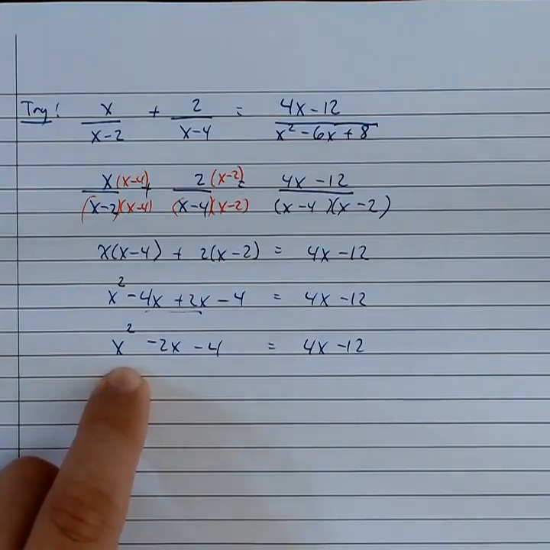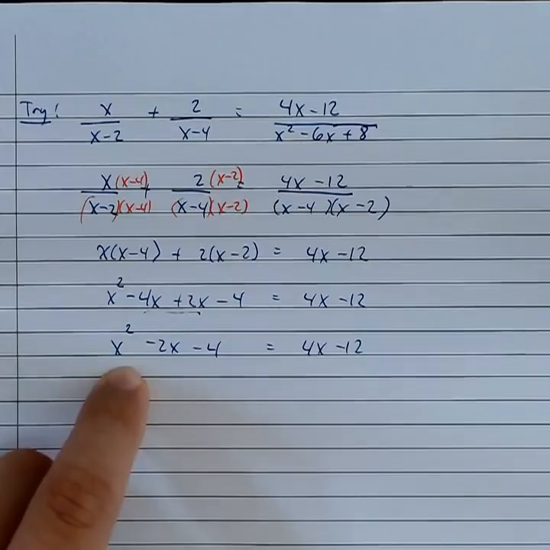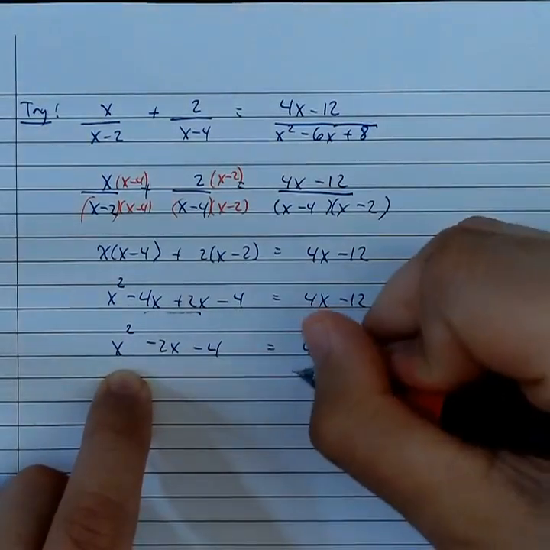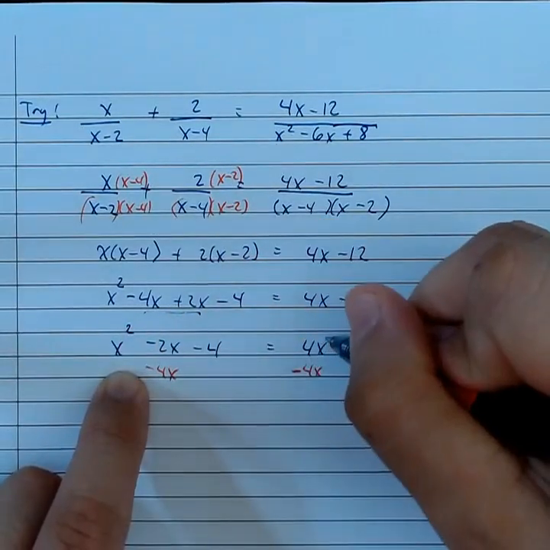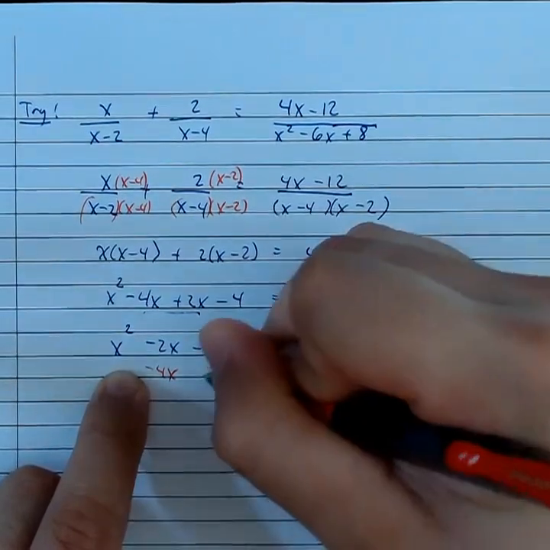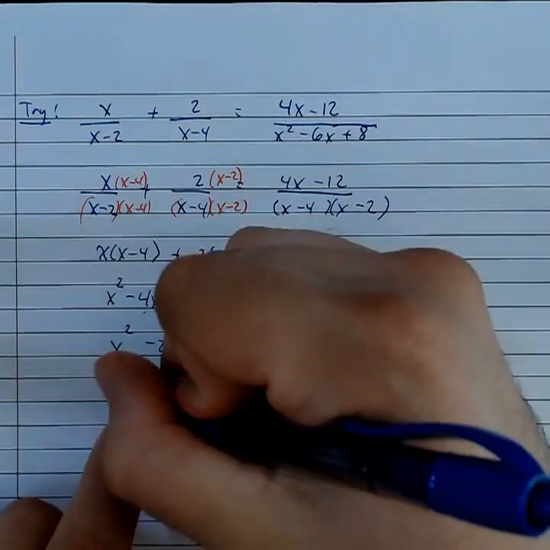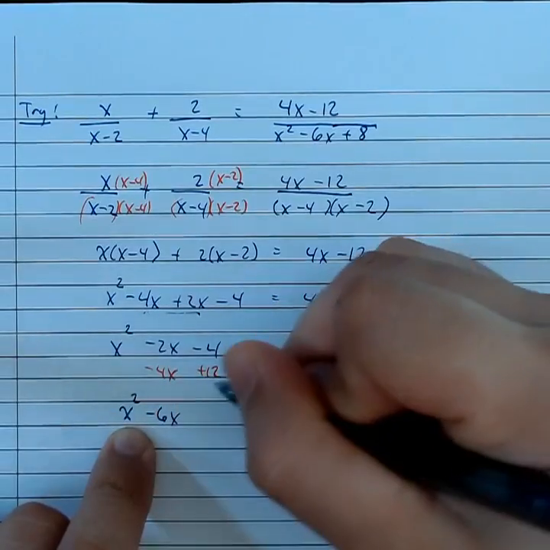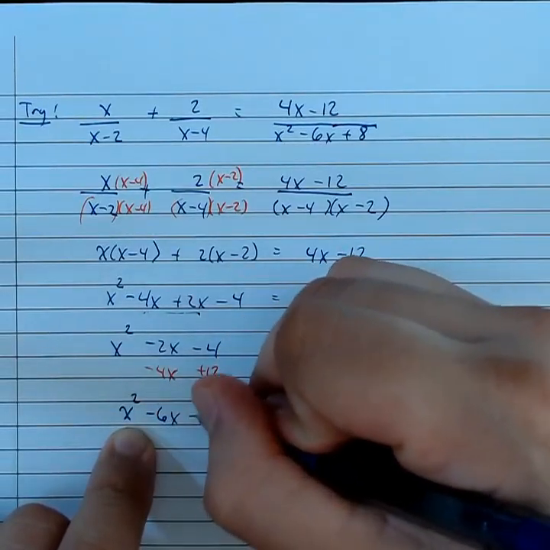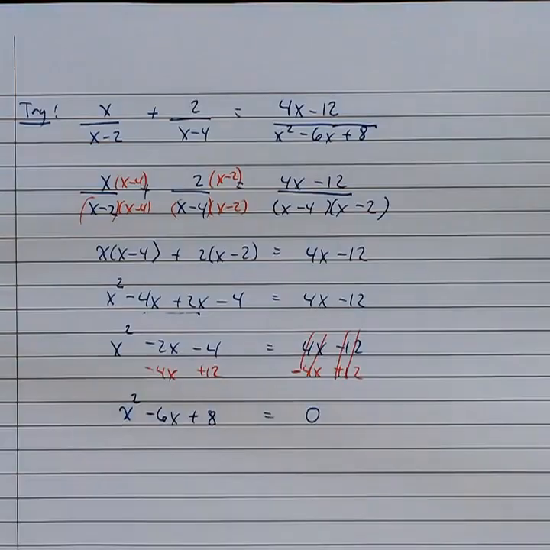This polynomial equation we can now solve by setting one side equal to 0 and factoring the other side. Of course, since that is quadratic, we also have a few other options. But first, we make one side equal to 0. So we can say minus 4x and plus 12 and plus 12. So this will give us x squared minus 4x minus 2x will give us minus 6x. 12 minus 4 is going to give us 8. It is equal to 0.